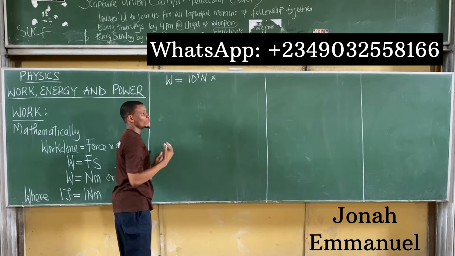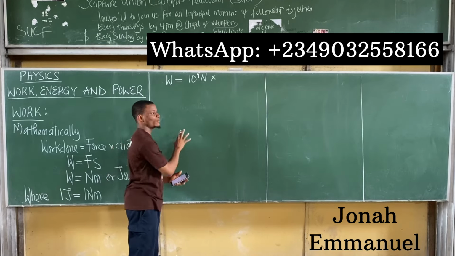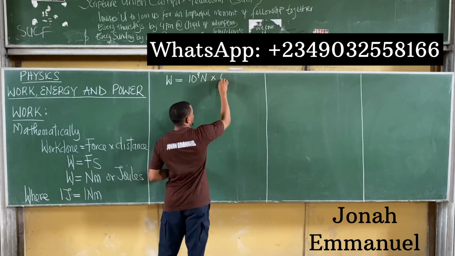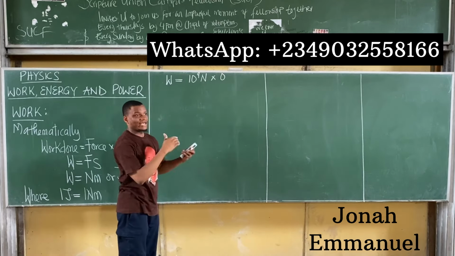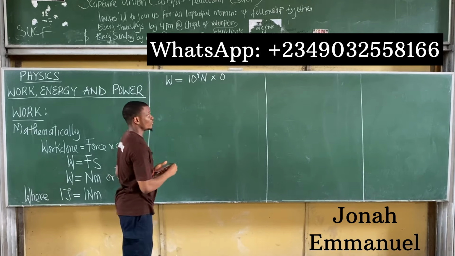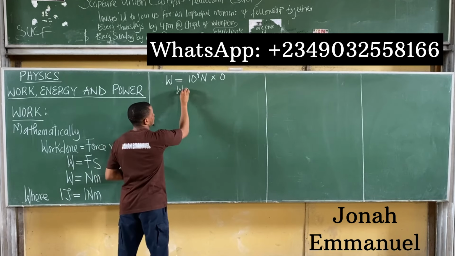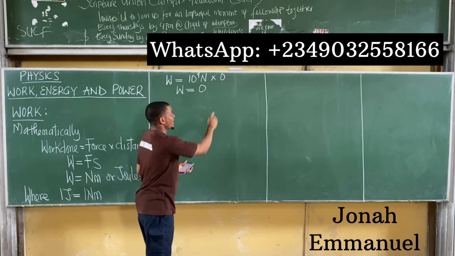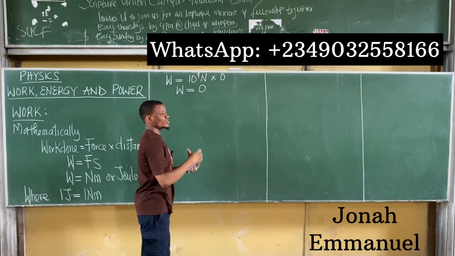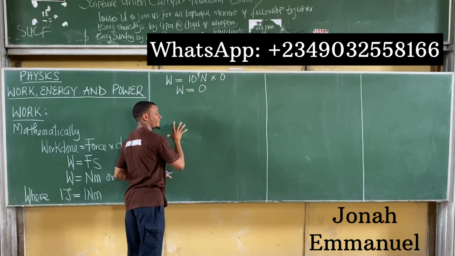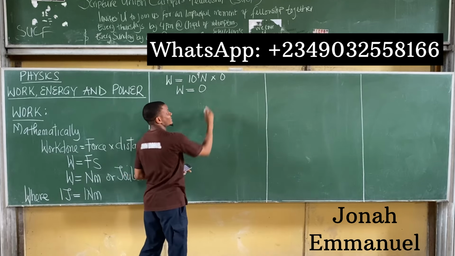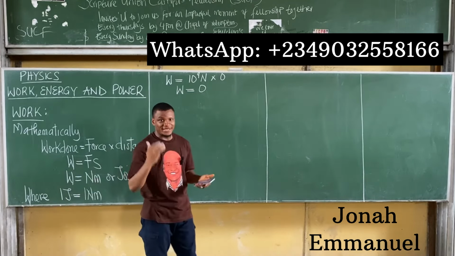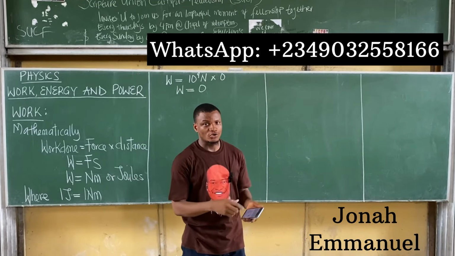So if this board is not moving, the question is this: what distance has this board covered? For the fact that this board does not move, the distance covered is what? 0. And of course, we know that anything times 0 is what? 0. So in this case, work done is equal to this times 0, which is 0. This is why we say if a distance is not being covered, it doesn't matter the amount of force you're applying. So far as a distance is not being covered, the work done is what? 0. That's it. So a distance must be covered for work to be done.